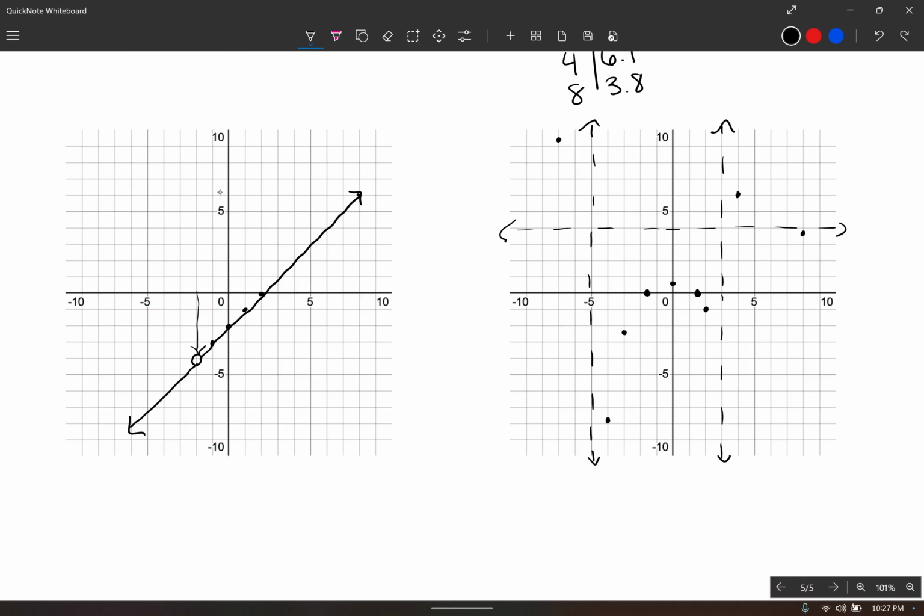So negative 9 and then 6.6. That way we have at least a couple of points in each one. So I'm going to draw this in. We need to draw the middle. And then we'll draw this side as well. And that is how you graph rational functions.